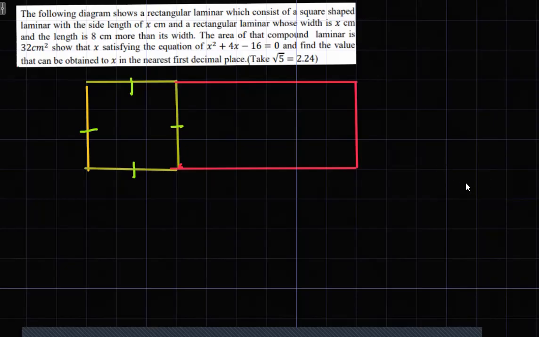The following diagram shows a rectangular lamina which consists of a square-shaped lamina with a side length of x centimeters. So this is x centimeters. Since it's a square, all sides will be x. And a rectangular lamina whose width is x centimeters. So this is going to be x centimeters.